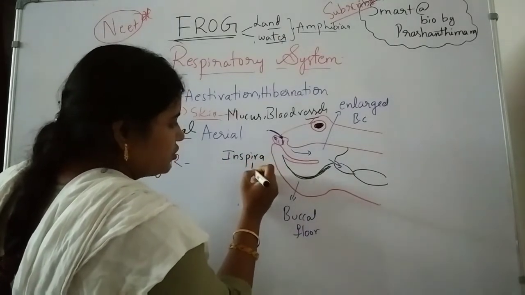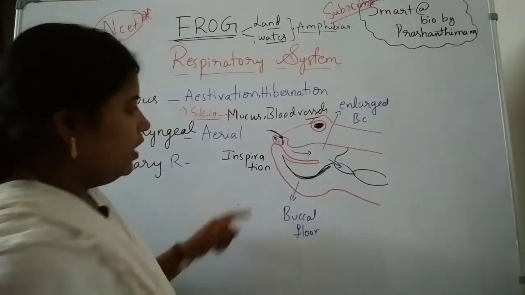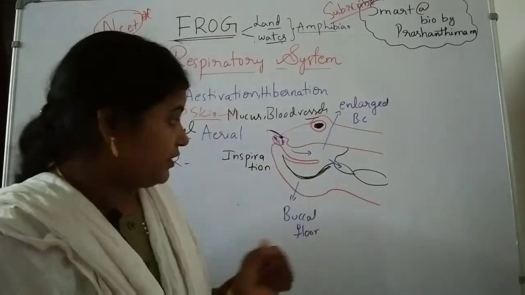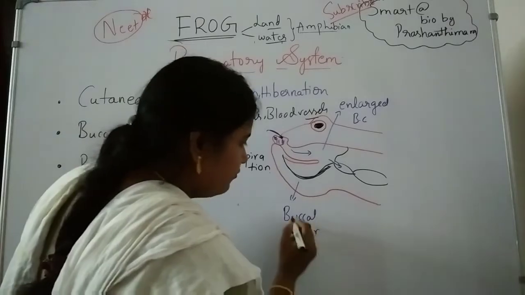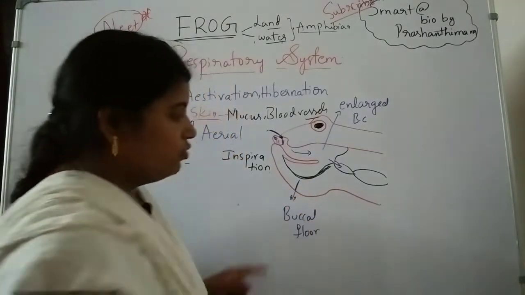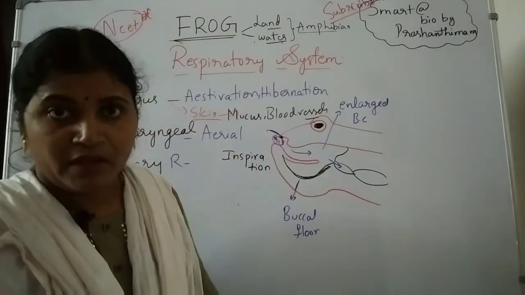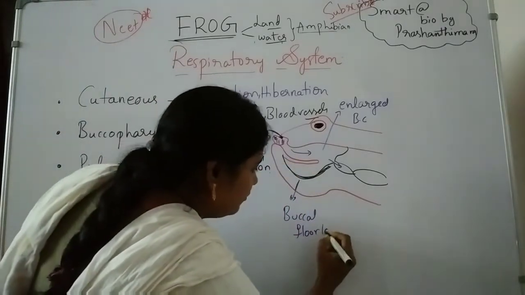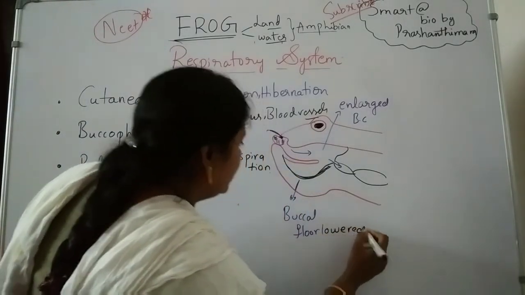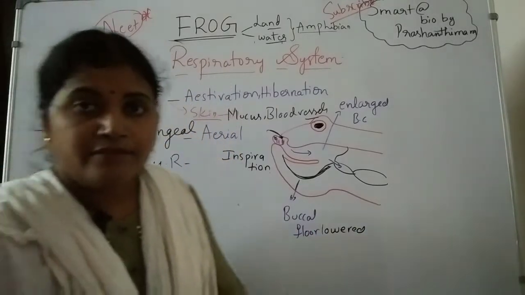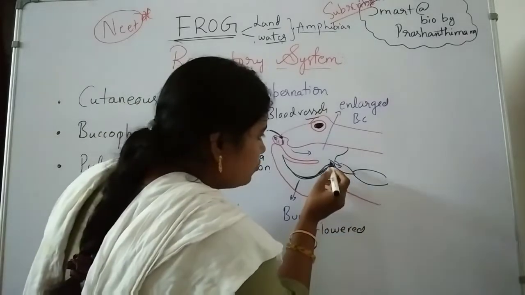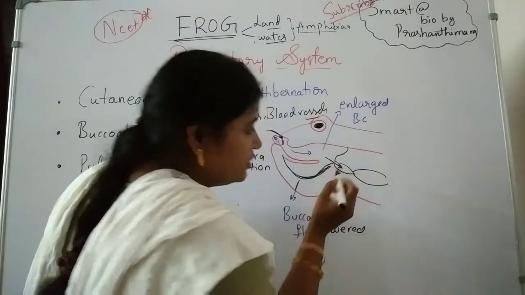During the inspiration process, air enters into the buccopharyngeal cavity. At that time the buccal floor is going to be lowered. The buccal floor is lowered during inspiration. After that, from the buccopharyngeal cavity, the air enters into the lungs.